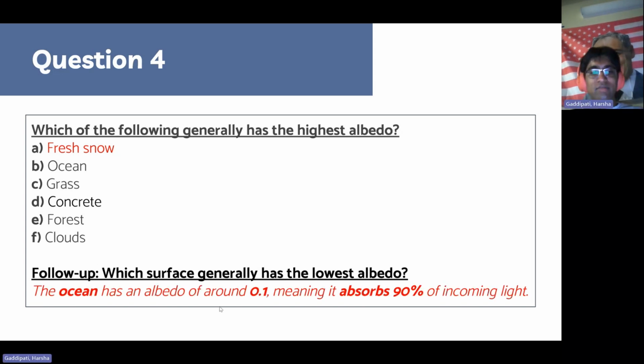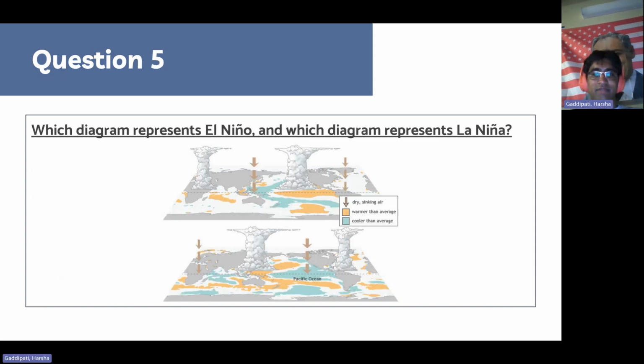So the answer to this one is the ocean. It has an albedo of around 0.1, which means it absorbs 90% of incoming light. That's definitely a little bit of a harder question, so don't feel too bad if you don't know it. Now question 5: which diagram represents El Niño and which represents La Niña?